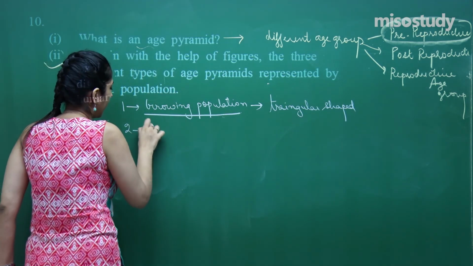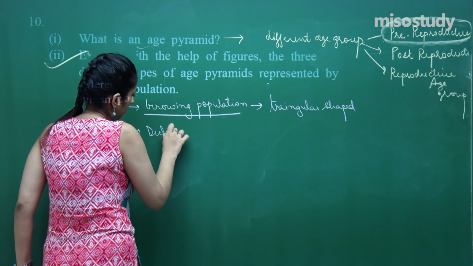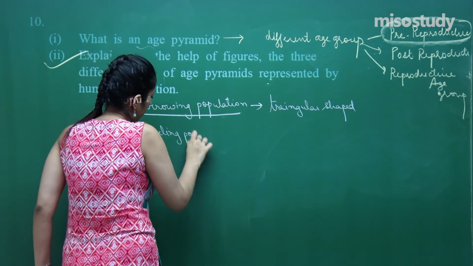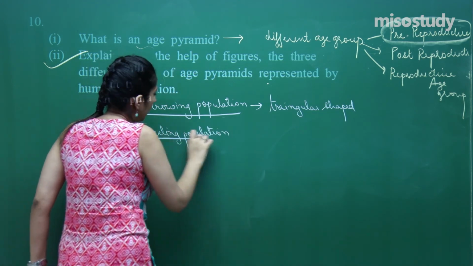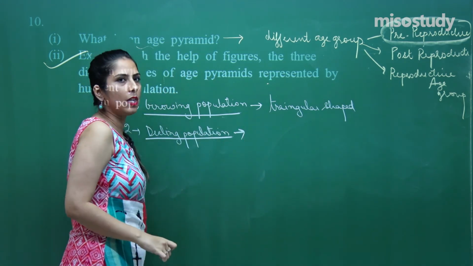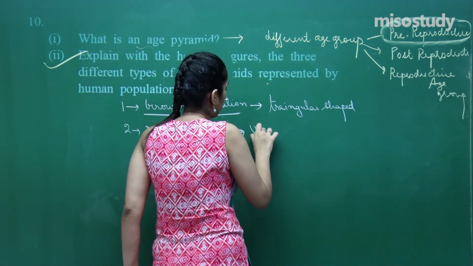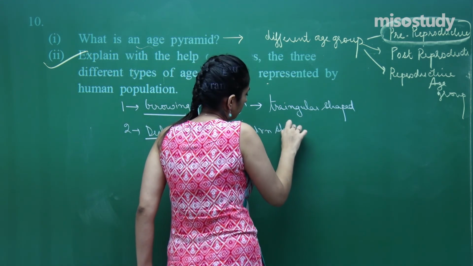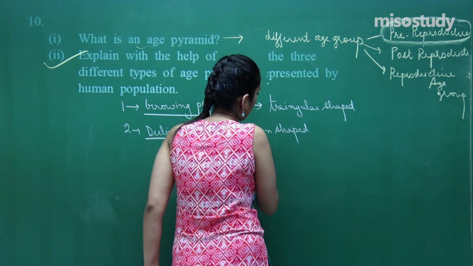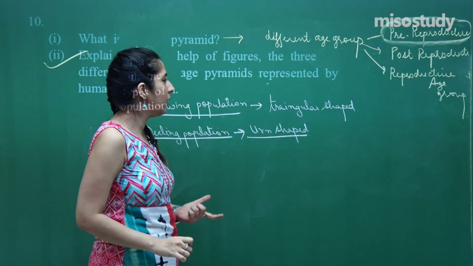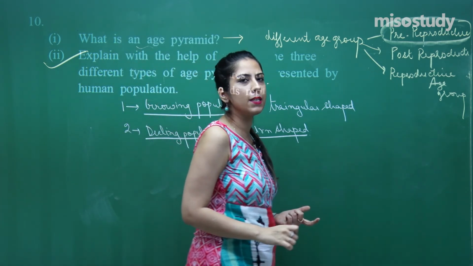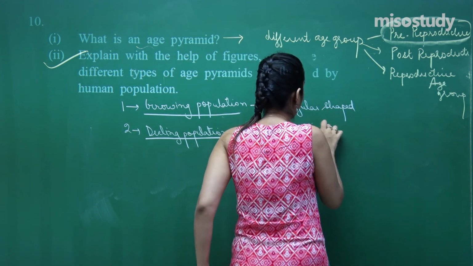Next is called a declining population. In the declining population, the curve obtained is urn-shaped. In this, what happens is that the number of organisms present in the reproductive age groups is more.